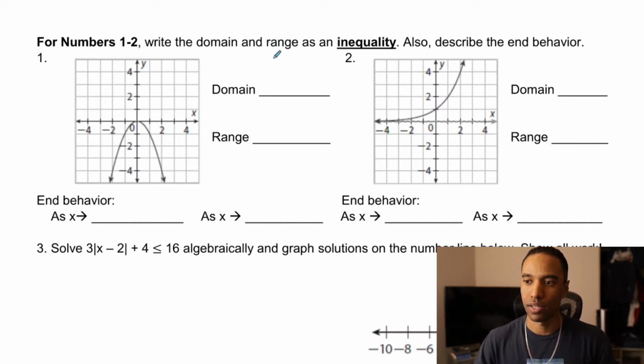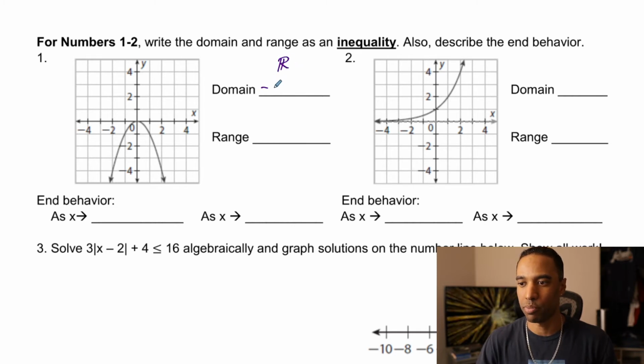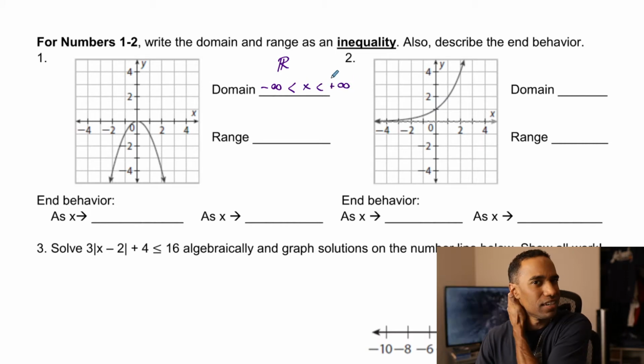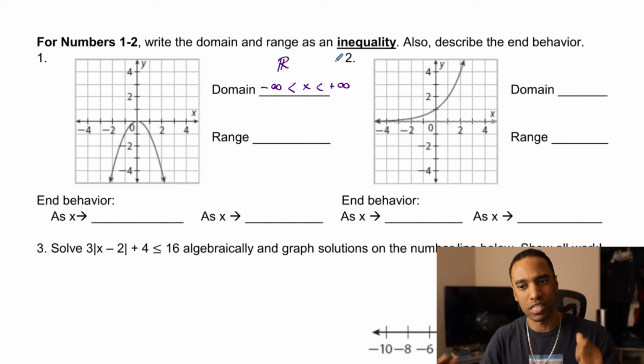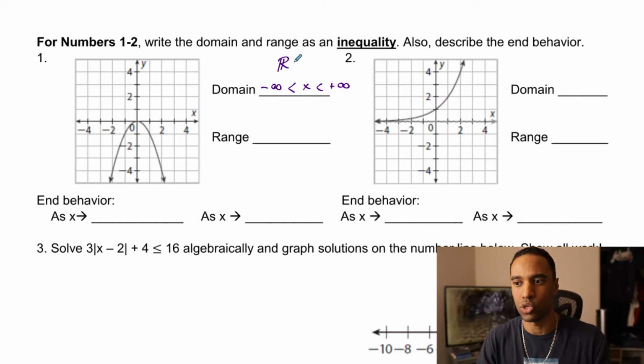As an inequality here, we would put all real numbers, that's fine, but you could also put from negative infinity to positive infinity as a compound inequality like that, because there is no end range for x. We're not stopping at some point, so you can do either, and they would both suffice.